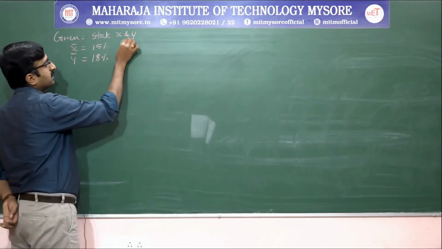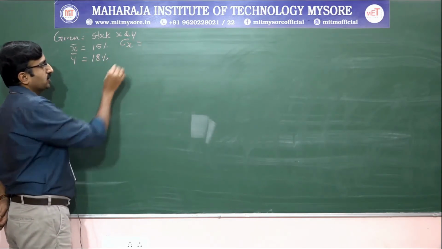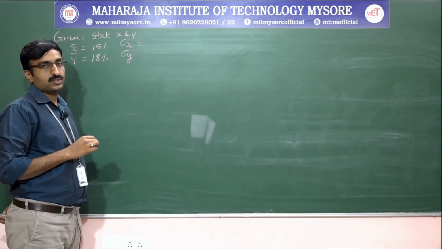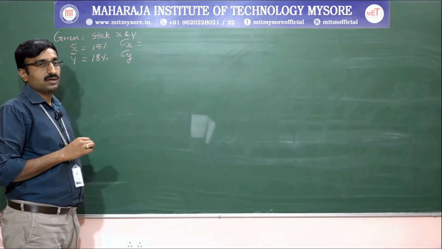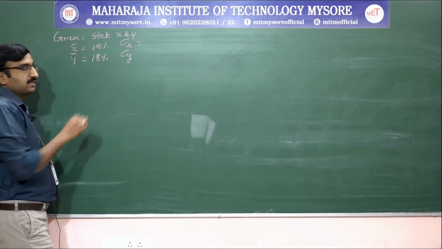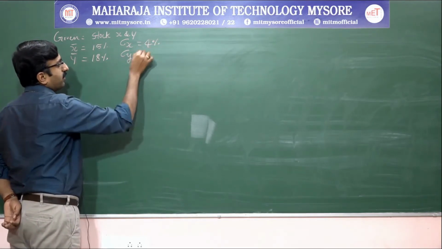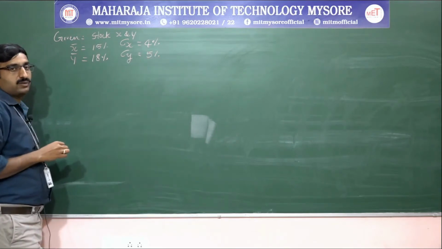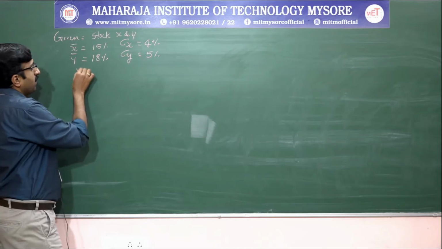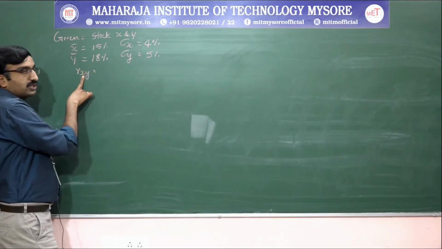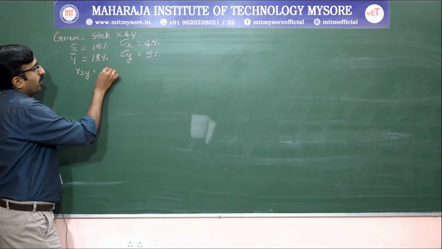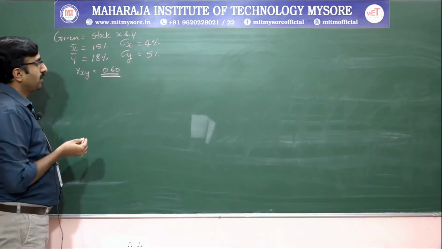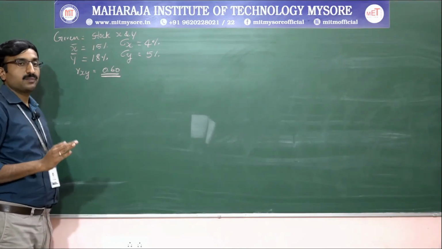Then standard deviation X also they have given, X security standard deviation and Y security standard deviation also they have mentioned. So, how much standard deviation of X, it is 4% and standard deviation of Y, it is 5%. Okay, this is the value they have given, and also they have given the correlation coefficient of X and Y, it is 0.60 they have mentioned.